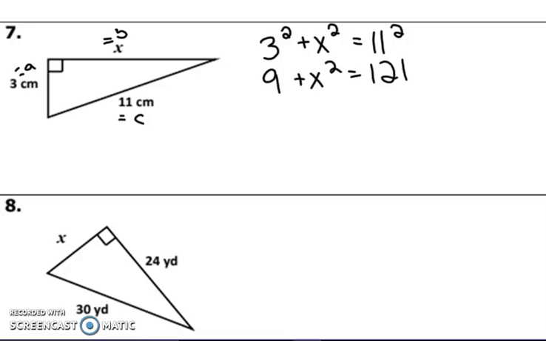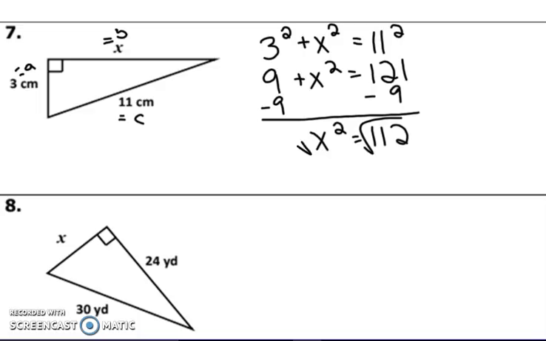Well, this is where the algebra comes in. It's just solving a two-step equation. We're going to subtract 9 on both sides, and we're going to get x squared equals 112. From here, we're going to take the square root of both sides. X is going to equal approximately 10.6. And this goes back to checking your work. In this case, because it's a leg, it cannot be longer than our hypotenuse. And if I check, 10.6 is shorter than 11, so that can work.